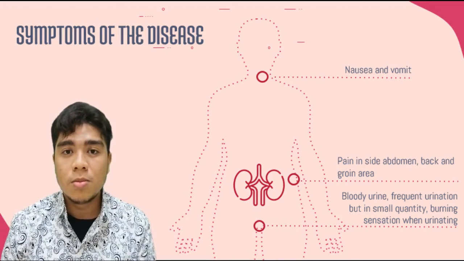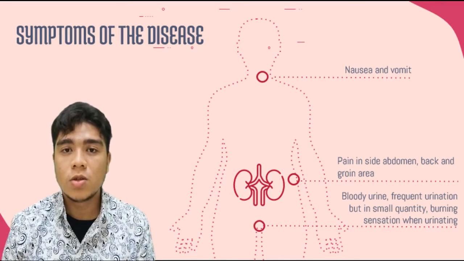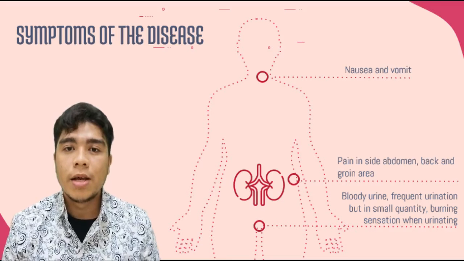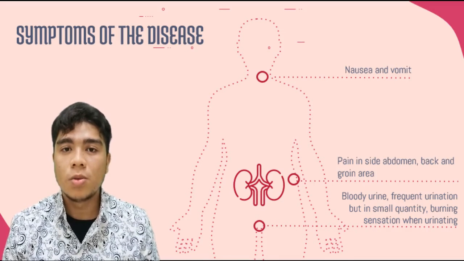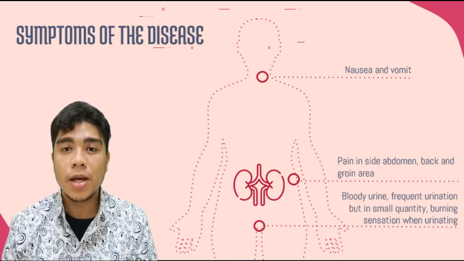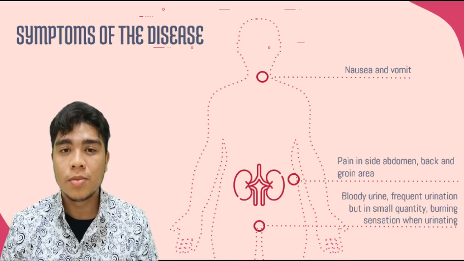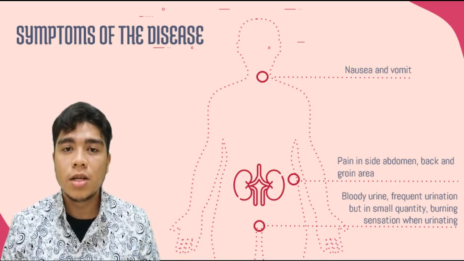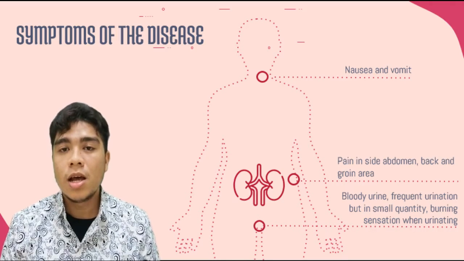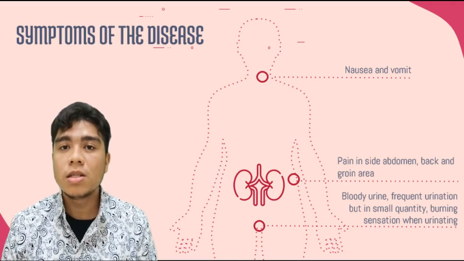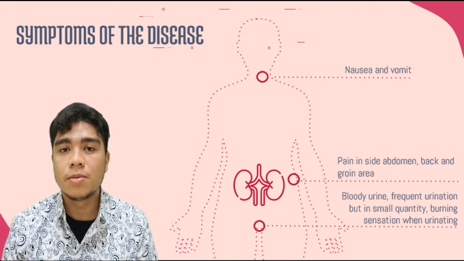These are the symptoms when someone is suffering kidney stone in their body. They will often feel nausea and vomiting and might get a fever if serious. Besides, they will suffer pain in the back and the side of the abdomen and also at the groin area. Patient will have bloody urine, frequently urinate but in small quantity, and also will feel a burning sensation during urination.